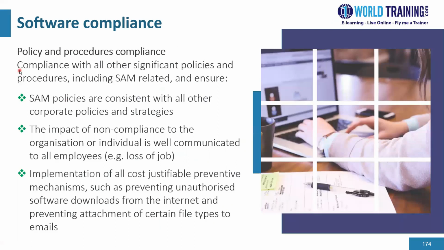Policy and procedures compliance. This is about compliance with all other significant policies and procedures, including SAM related, and ensuring that SAM policies are consistent with all other corporate policies and strategies. The impact of non-compliance to the organization or individual is well communicated to all employees, such as loss of job. So here, by the previous one, the SAM policies' consistency with the other corporate policy can mean corporate policies related to information security, or time-phased budgetary limits policies, or purchasing policies for who are the qualified vendors, or the policies for the vendor selection, and so on.